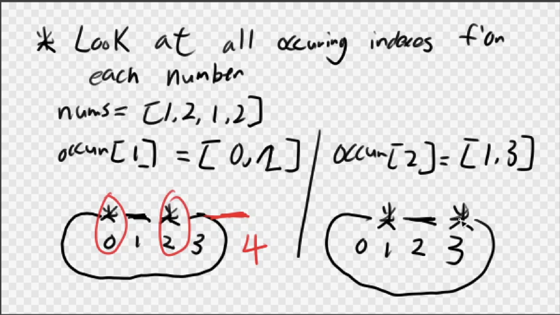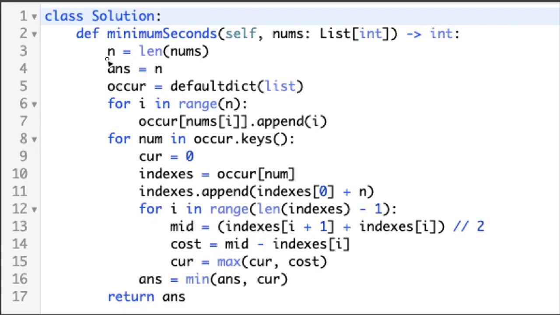Let's take a look at the code implementation. First, we're going to initialize n as the size of the array. The worst case scenario is that we just have to spread to every element one by one, so it takes n seconds. This occur means, for each value, what are the indexes that it occurs at, as we already discussed. Then in lines 6 and 7, we're going to fill that occur dictionary.